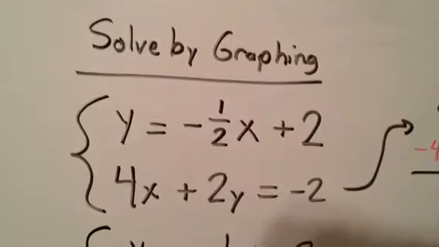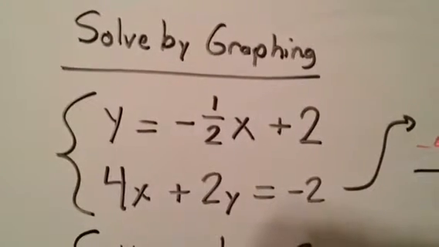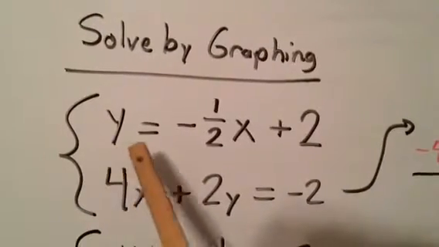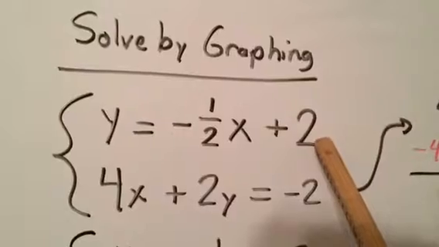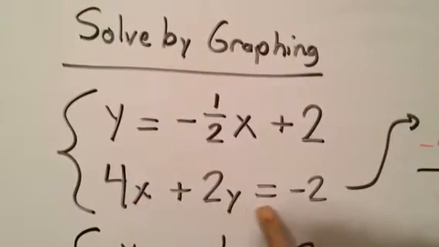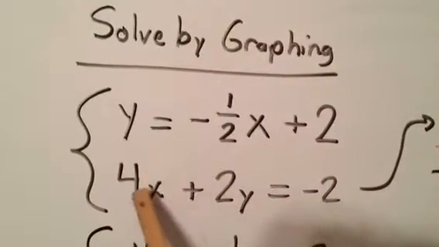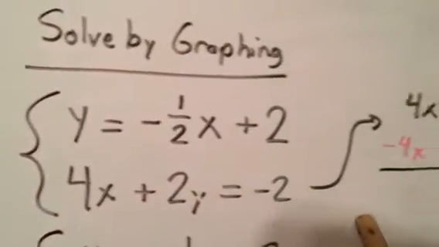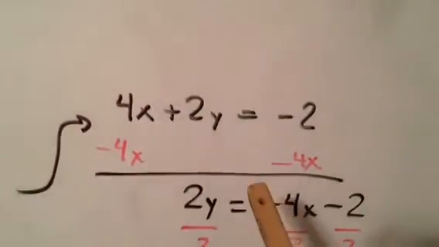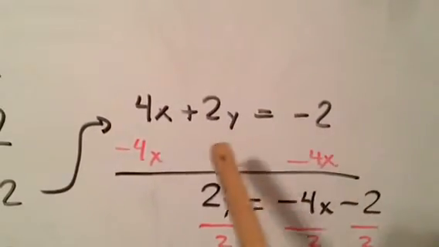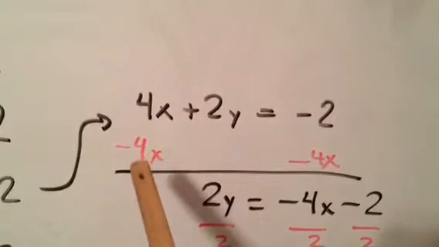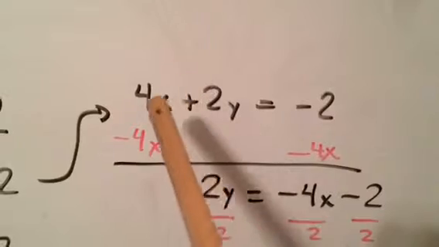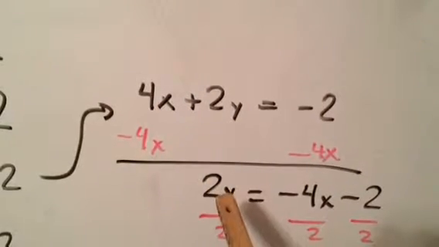Here is another problem to solve by graphing. If you notice, the top equation is in our y equals mx plus b format, but the second equation is not. And so we need to take this second equation and solve it for y to get the y by itself. By taking this equation, I'm going to move the 4x by subtracting 4x from both sides of the equation. That cancels these, leaving 2y.